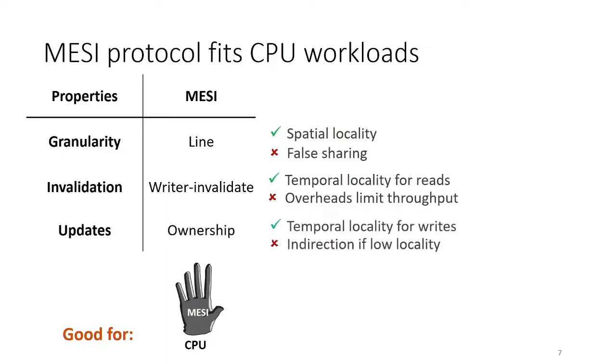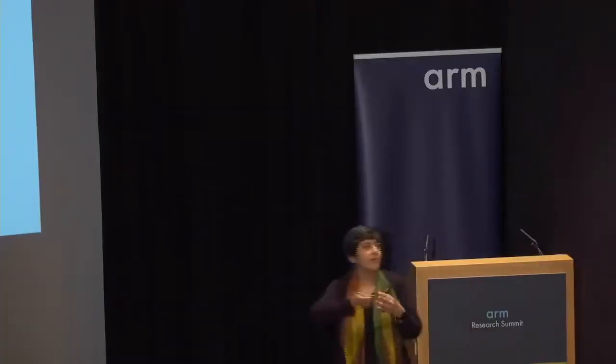For updates, that's the third dimension. What happens on a write? The CPU-style MESI protocols require getting ownership on a write. So the cache that does a write gets ownership, and now it keeps that write data in its cache until somebody else wants to write and grabs ownership away from it. And this is great when you have temporal locality for writes.